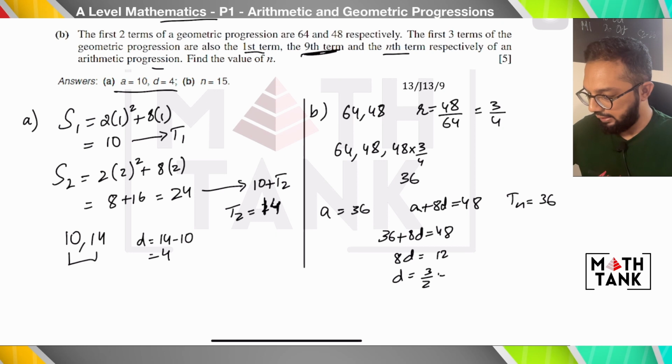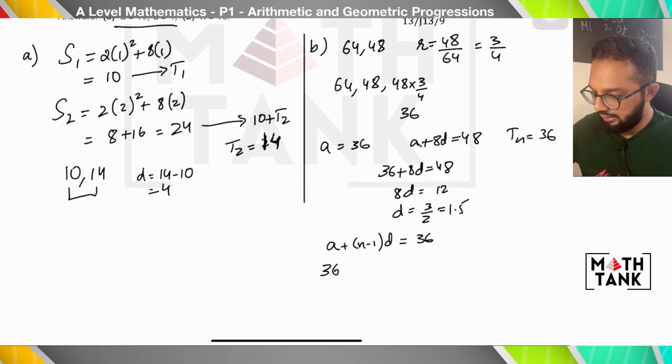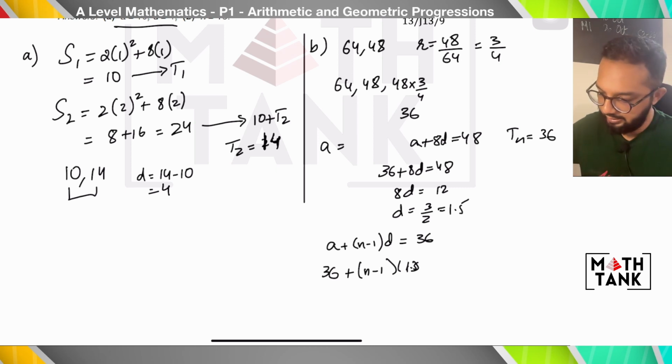And when I have D as 3 over 2, I can say that A plus n minus 1 times D, nth term, should equal 36. I have A, 36 plus n minus 1 times 1.5. I think this is a mistake. A is not 36, A is 64. That's what I messed up.